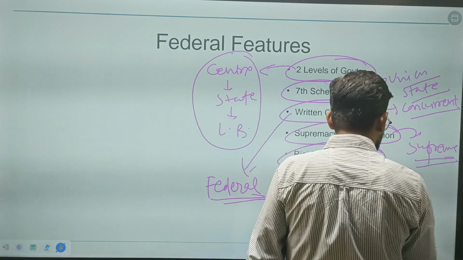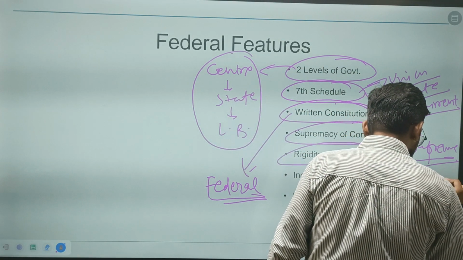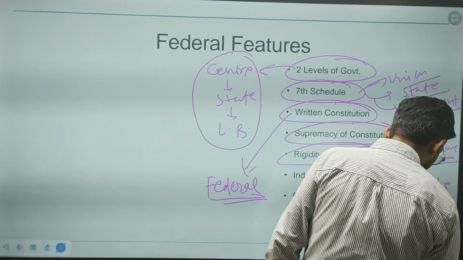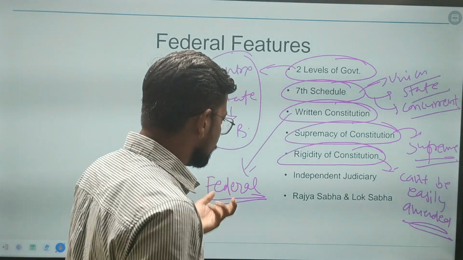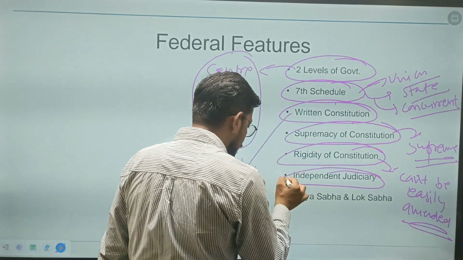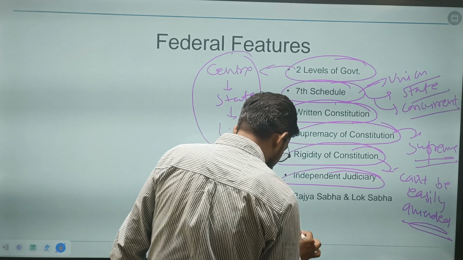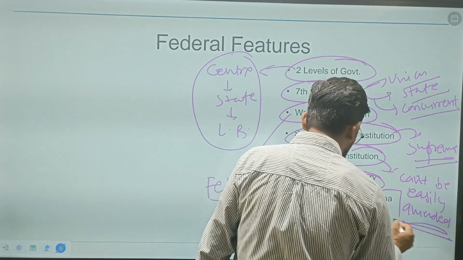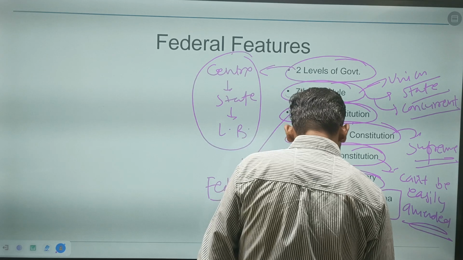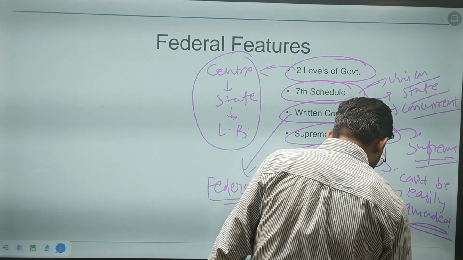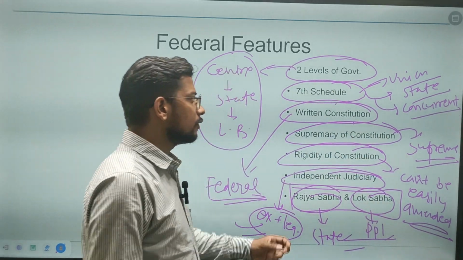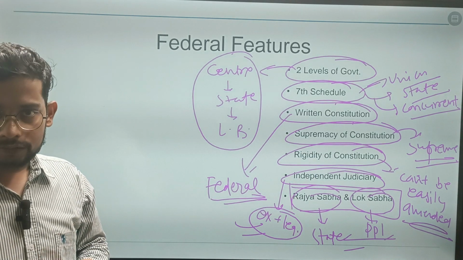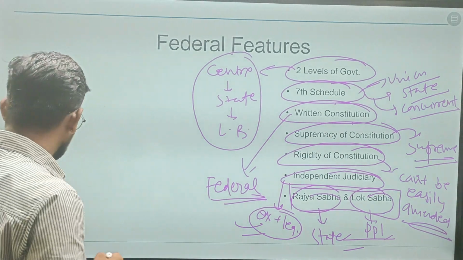Then rigidity of the constitution. The constitution cannot be easily amended. So this provision also makes our constitution federal. Then independence of the judiciary. The judiciary will not be under the executive or legislature. It will be independent of both. This also makes our constitution federal. Then Rajya Sabha and Lok Sabha. Rajya Sabha is the representative of the states and Lok Sabha is the representative of the people. So this makes our constitution federal. So these many provisions give our constitution federal features. Okay. Because of these provisions, we can say the Indian constitution is federal.